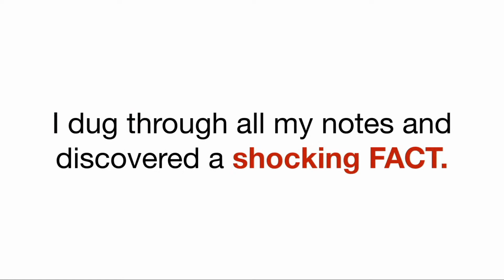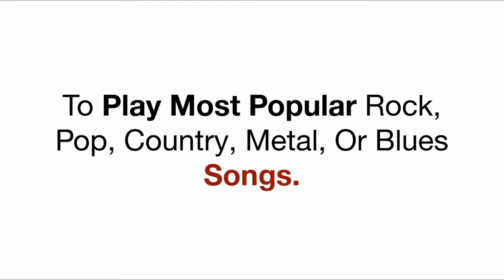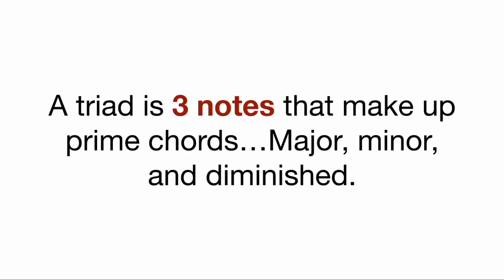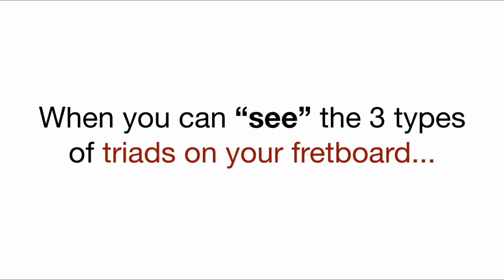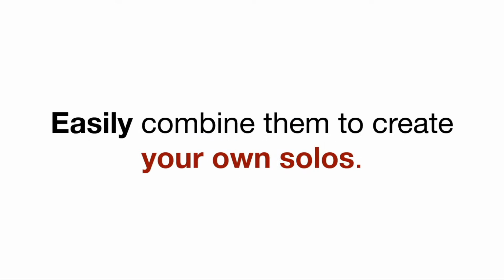That's when I dug through all my notes and discovered a shocking fact. You don't need to know every chord or how to play all the modes to play the most popular rock, pop, country, metal, or blues songs. You don't need to know how to thread all the scales together to play solos. I realized that you just really need to know triads. A triad is 3 notes that make up prime chords like major, minor, and diminished. When you can see those 3 types of triads on your fretboard, you'll play songs faster than ever before. And you can easily combine them to create solos.